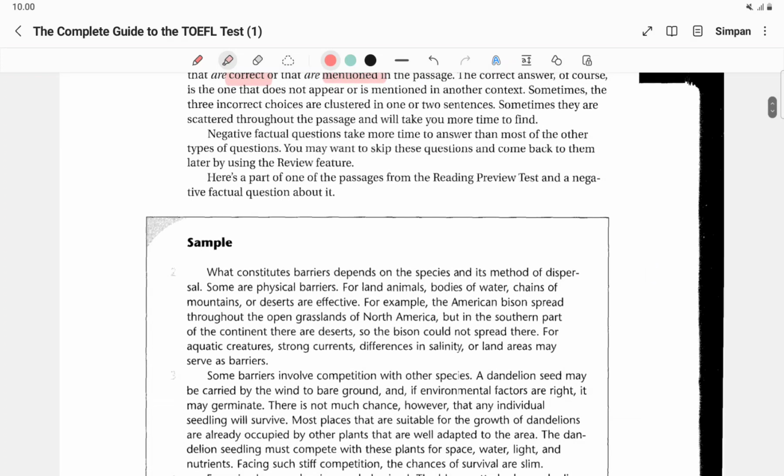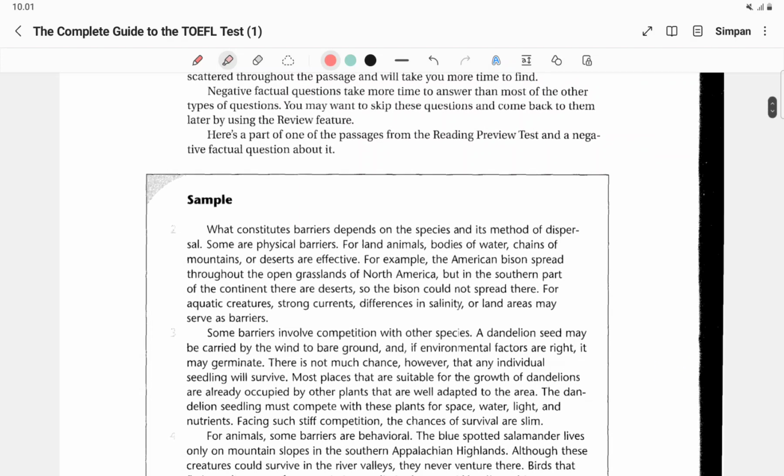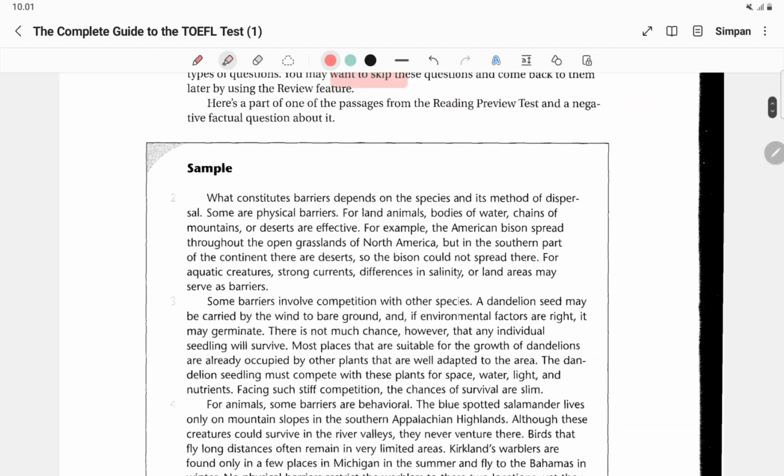Sometimes the three incorrect choices are clustered in one or two sentences. Sometimes they are scattered throughout the passage and will take you more time to find. Negative factual questions take more time to answer than most of the other types of questions. You may want to skip these questions. Remember to skip. Come back to them later by using the review feature.